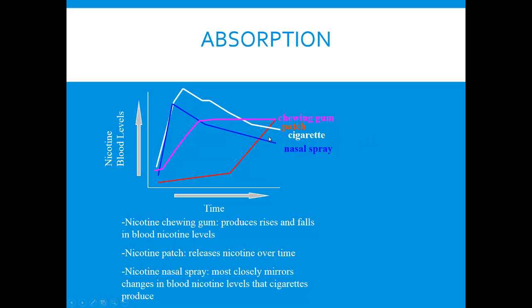Okay, let me go back for a second. This white line is our smoked cigarette. So the individual takes a deep inhalation of the cigarette smoke, gets that into the lungs, gets the absorption. What you're going to see is the blood levels rise fairly quickly.